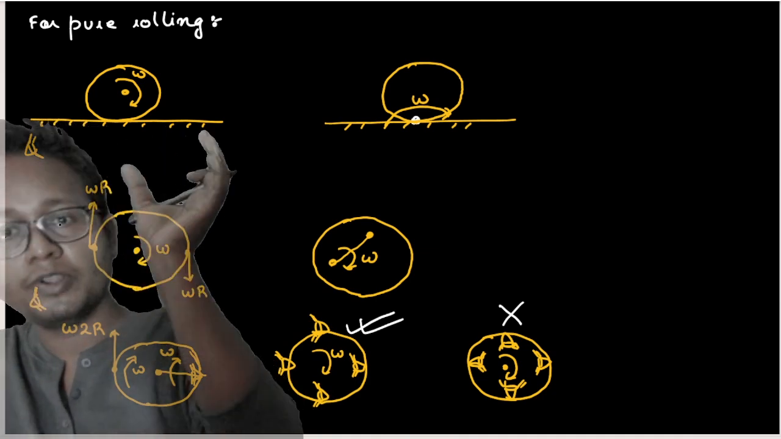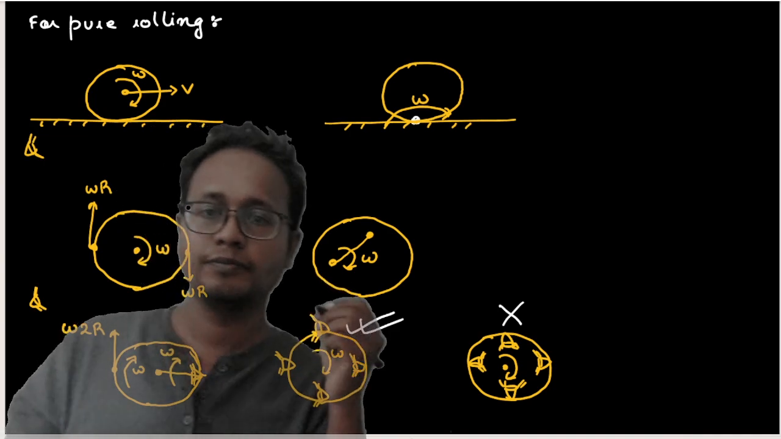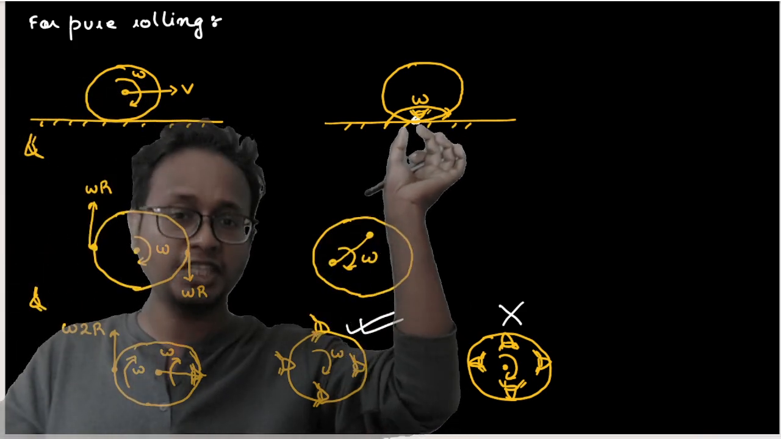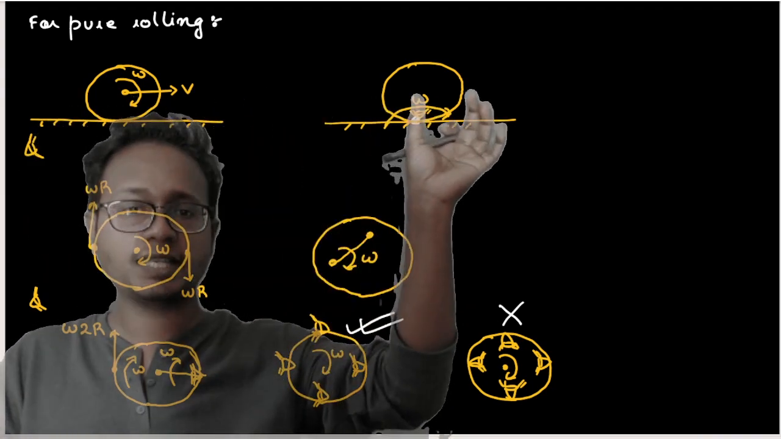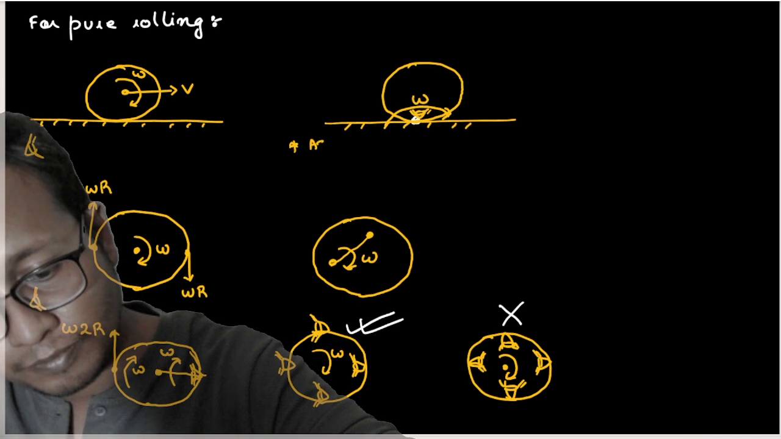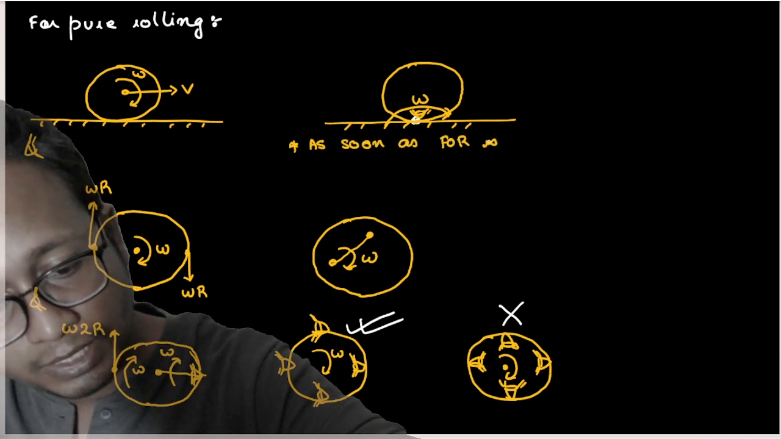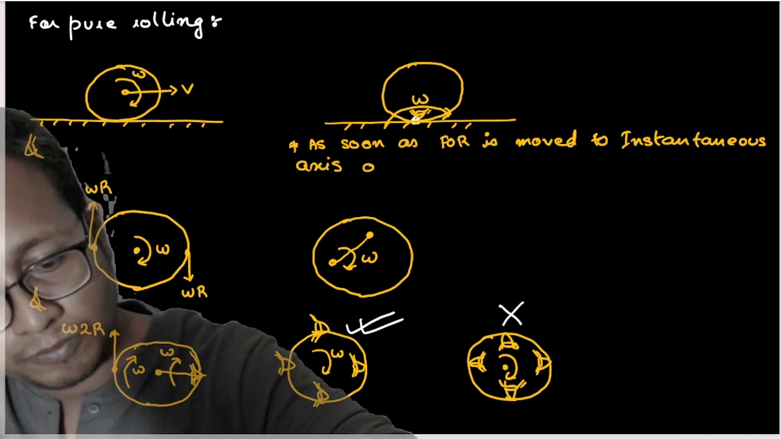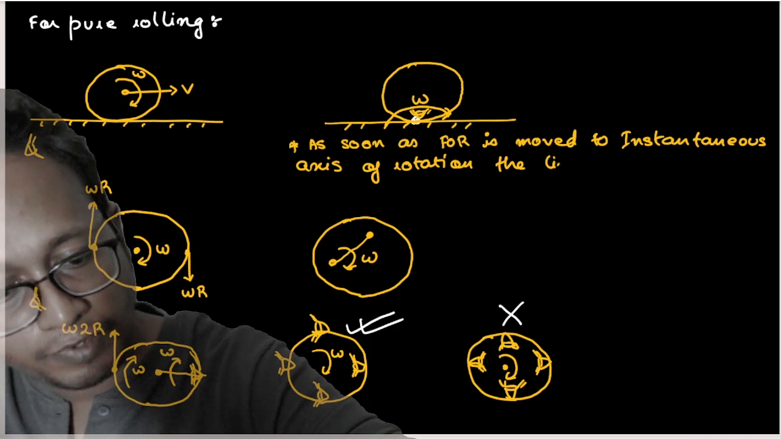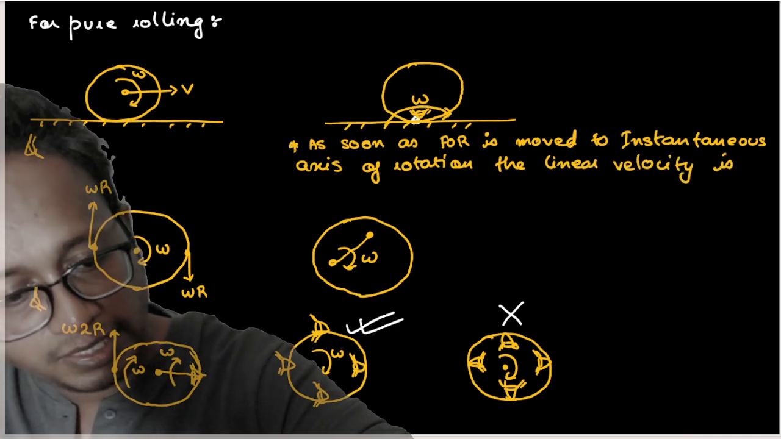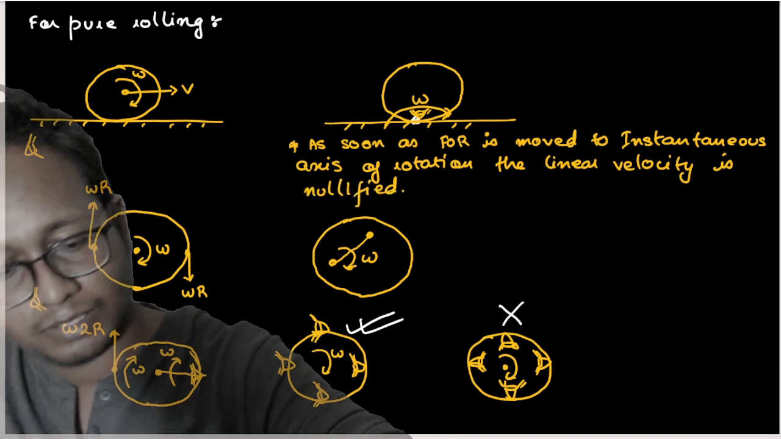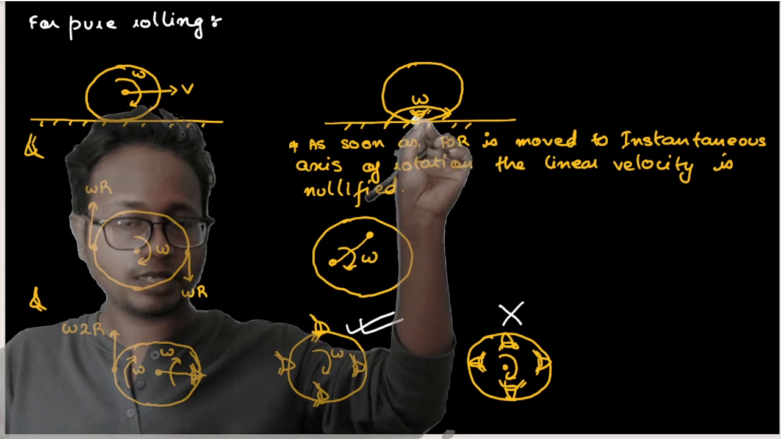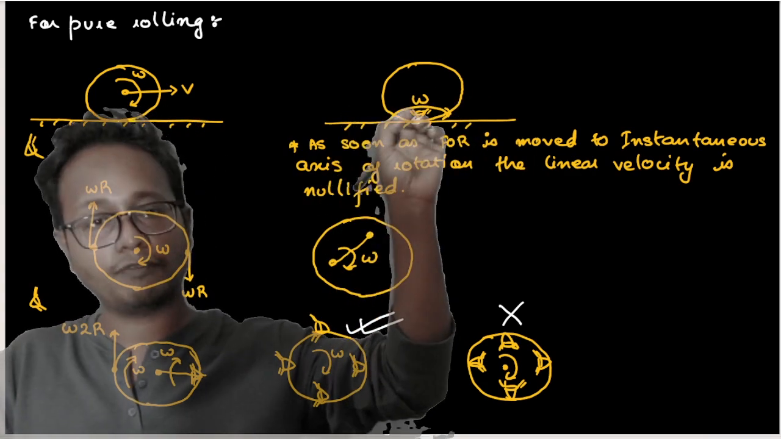When I'm seeing this object from the ground frame, for pure rolling, it will have an angular velocity omega plus linear velocity v. But as soon as I shift my frame of reference to the instantaneous axis of rotation, the linear velocity, that means the v component, gets cancelled out. Understood? Why is the linear velocity nullified? Because the frame itself is moving with it. When I shift my frame of reference out here, I do not have to take any linear velocity.